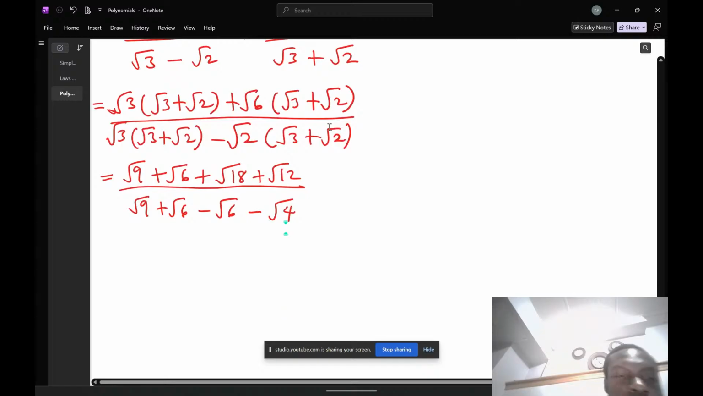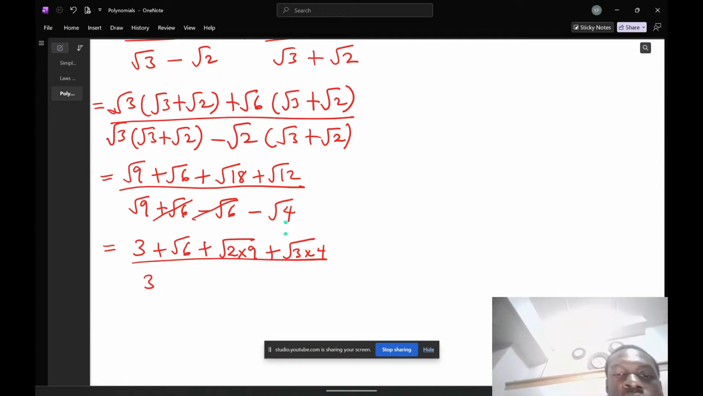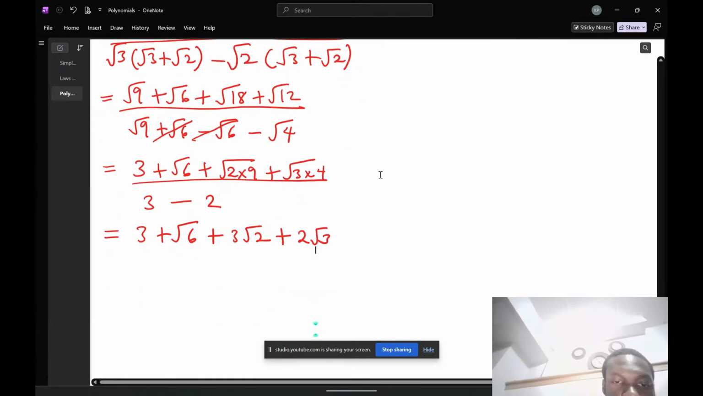Okay, so now let's break it down. Root 9 is 3, plus root 6, plus root 18. We can do 2 times 9 is 18. Plus root 12, we can do 3 times 4 is 12. Root 9 is 3, and the root 6 terms cross out each other, that will be 0, minus the square root of 4 which is 2. So that will be 3 plus root 6 plus 3 root 2 plus 2 root 3, all over 1, divided by 1.